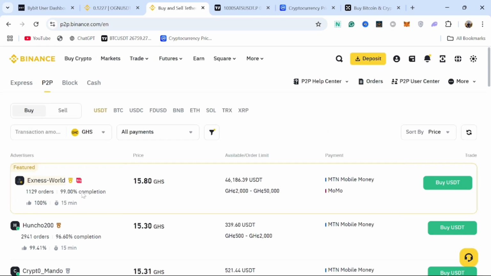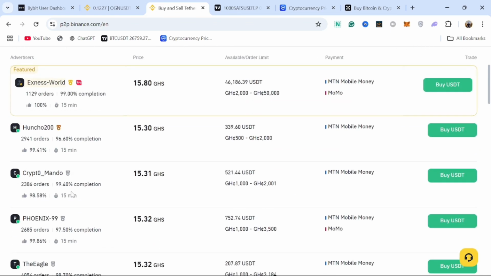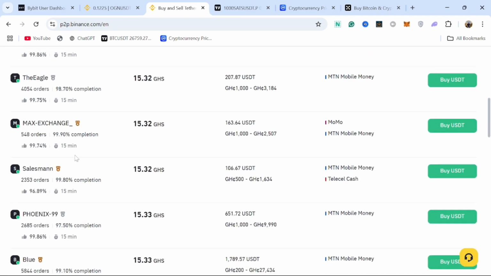So what I also want you to observe is we have orders. Anytime you are going to take a trade, make sure the person has completed over 500 trades. If you are going to buy USDT from someone, make sure the person has completed over 500 trades. After that, make sure the person is verified. There is a yellow button attached to him. So this salesman is a good person to trade with. I've traded with him several times. I'm not saying you should go and trade with him. And we also have our payment method.